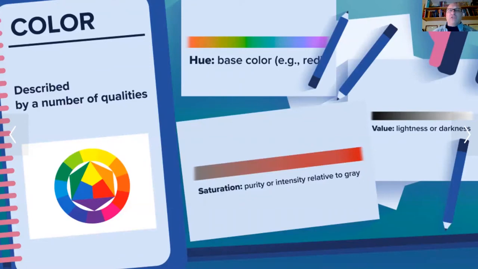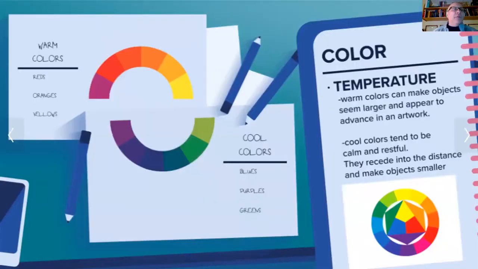Next, we have color. We have hues, saturation, value. Colors could mean different things. We have warm colors and cold colors. Warm are represented by our reds, our oranges, and yellows. And cool colors are our blues, our purples, our greens, kind of the nature colors.